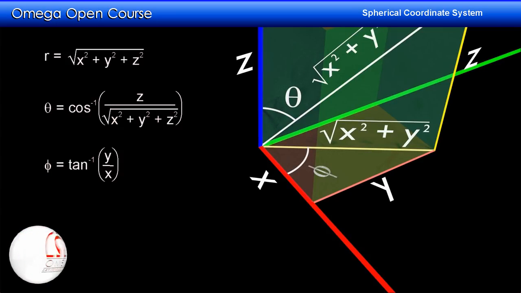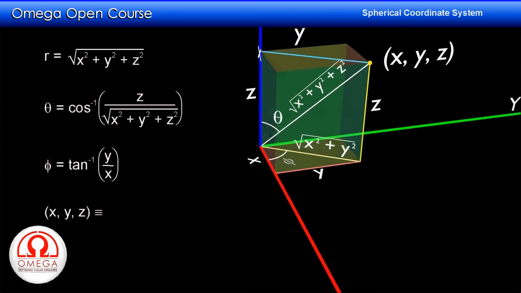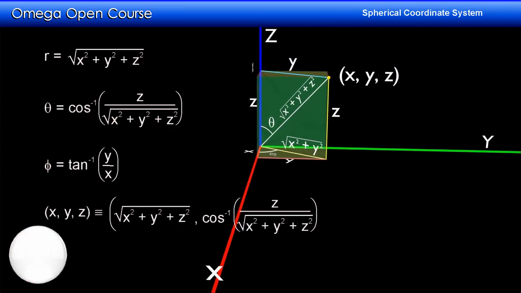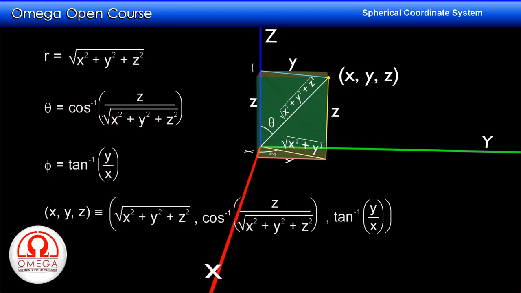Hence, the Cartesian coordinates of x, y, z has spherical coordinates root under x square plus y square plus z square, cos inverse of z by root under x square plus y square plus z square, tan inverse y by x.